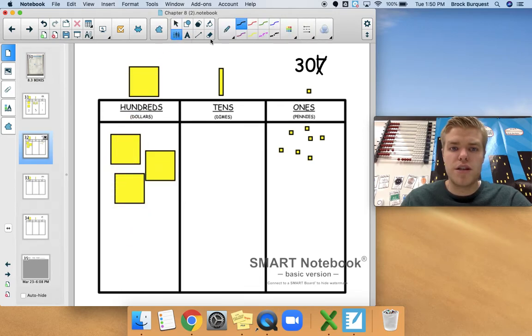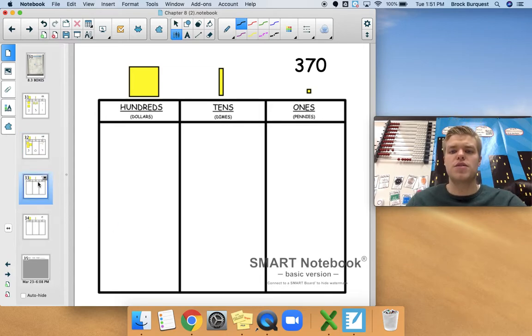All right, friends, we're going to do some easy counting. How many do I have right here? 3. How many do I have right here? 0. How many do I have right here? 1, 2, 3, 4, 5, 6, 7. I have 7, and that gives me 307. Let's look at the next one.